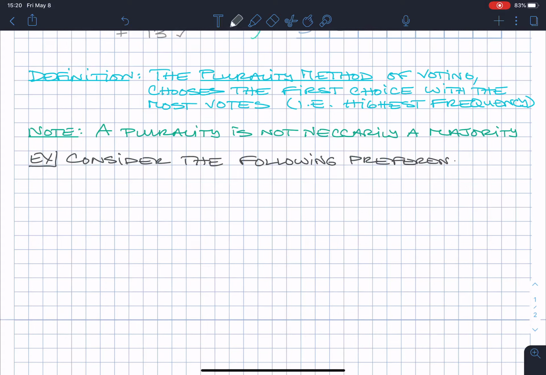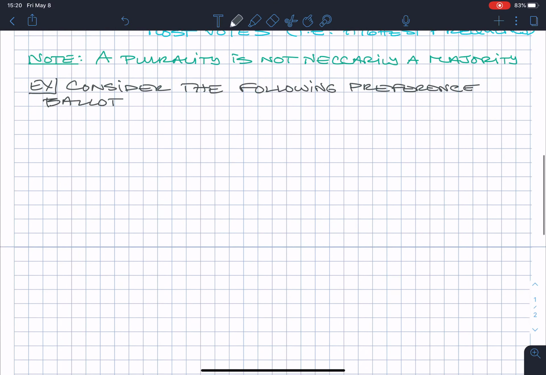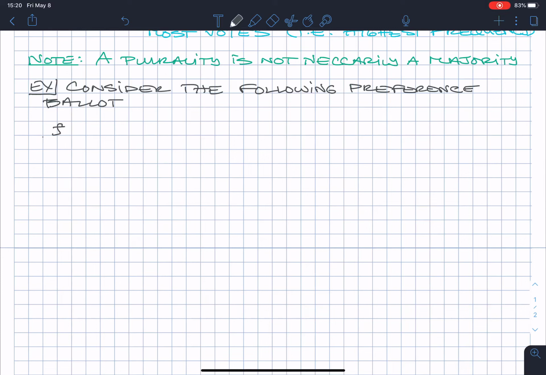Preference ballot. So what I'm going to do is just have a frequency chart because that's easier. I'll have first, second, third, and I'll just do five different frequencies here: 1, 2, 3, 4, 5. So let's say one of the permutations didn't show up in this voting.